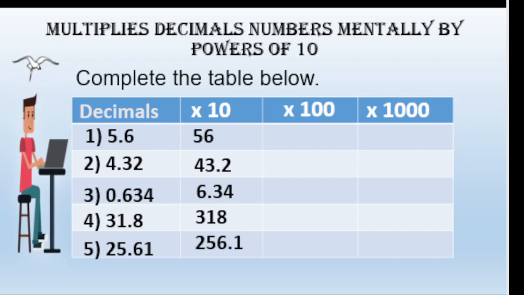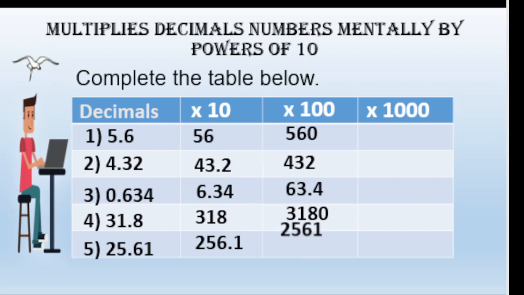Okay, now, go back again to 56 or 5.6. This is our reference. So, move it twice. So, that will become 560. And then, for 4.32, move it twice. So, that will become 432. And then, for 6.34, move it twice, so you have 634. And then for the 31.8, move it twice, so that will become 3180. So since we moved it already once here, just move it once again, so that is 3,180.